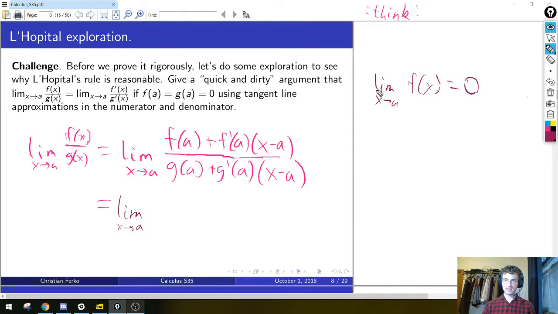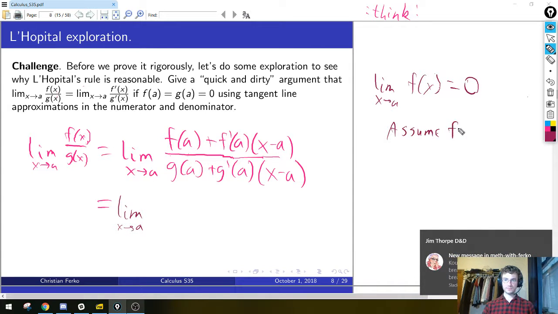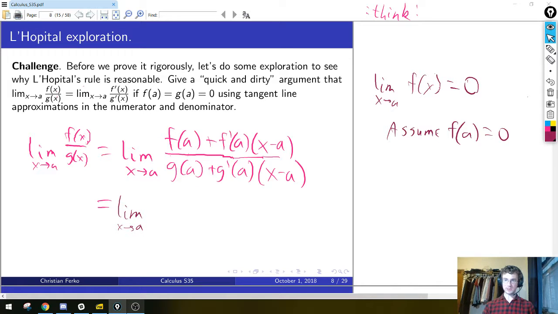But yeah, the claim was that the limit as x goes to a of f of x equals 0, so let's just assume... I don't know how to write it. Assume f of a... Okay, yeah, so assume f of a is 0. That's important. Okay, yeah, so if f of a and g of a are 0, then what happens?